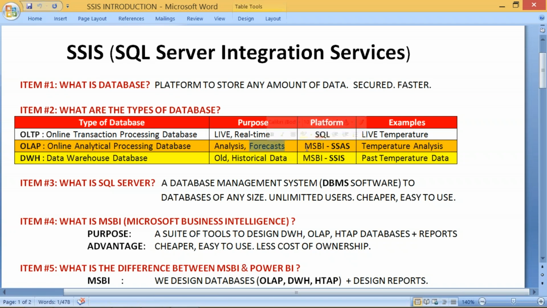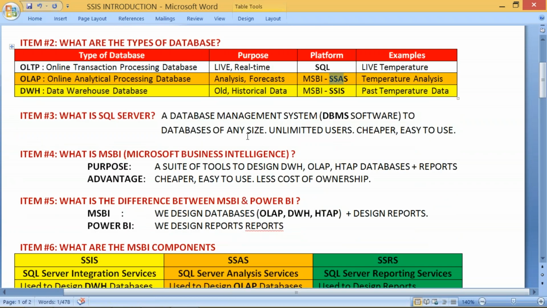And here we use MSBI, SSIS, SQL Server Analysis Services, like weather forecasts, past temperature analysis and forecast. A live cricket match is an OLTP example, then expected run rate, forecast calculations, analyzing the past data and forecasting the future, expected run rate, or weather forecasts, stock market trend analysis and forecast speculations, etc.